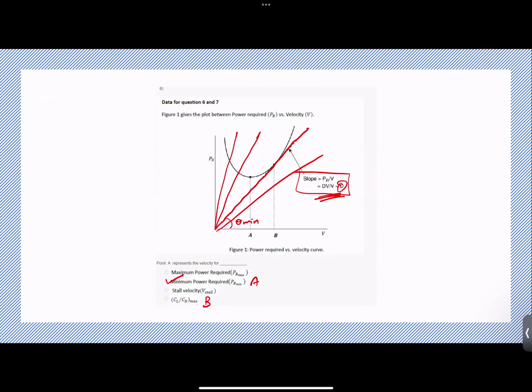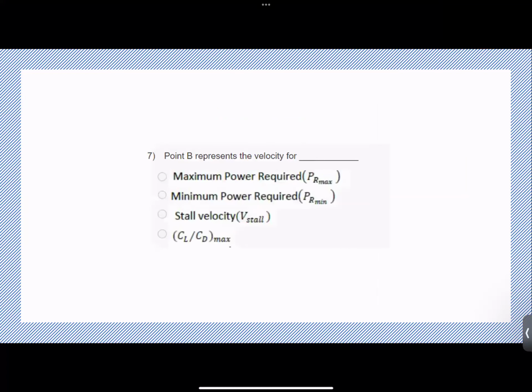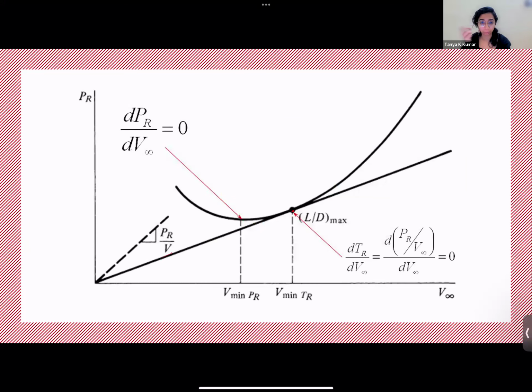Okay, let's move on. Yeah, so this is how you came up with that. This was A and this is B. Point A corresponds to the minimum power required. Point B corresponds to minimum thrust required. And this is how we arrived at it.